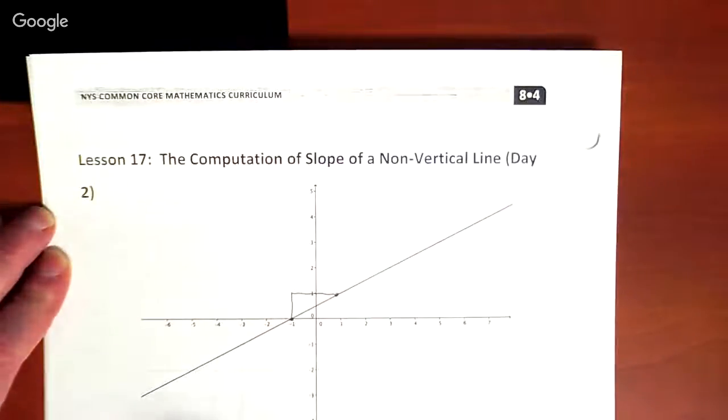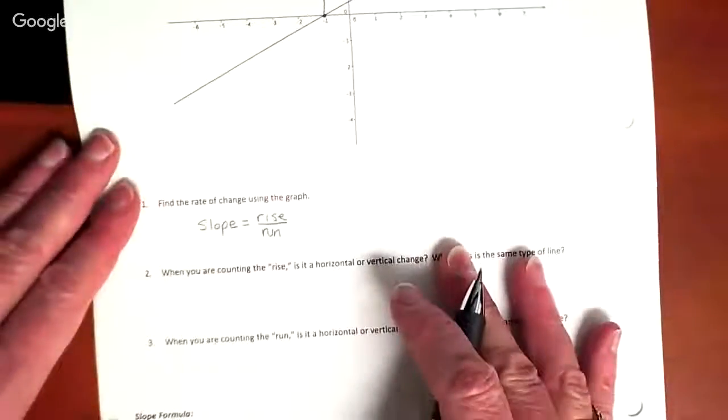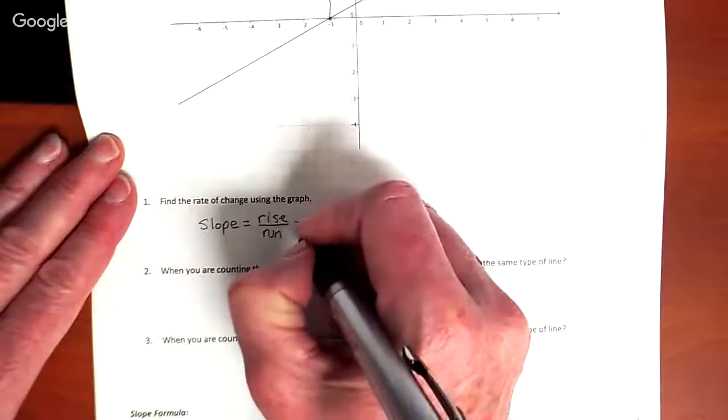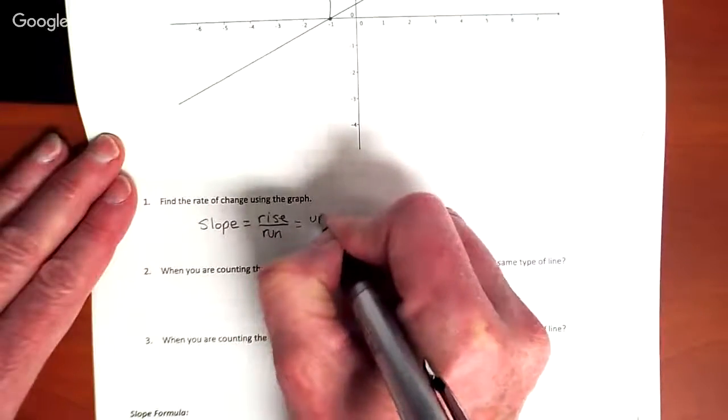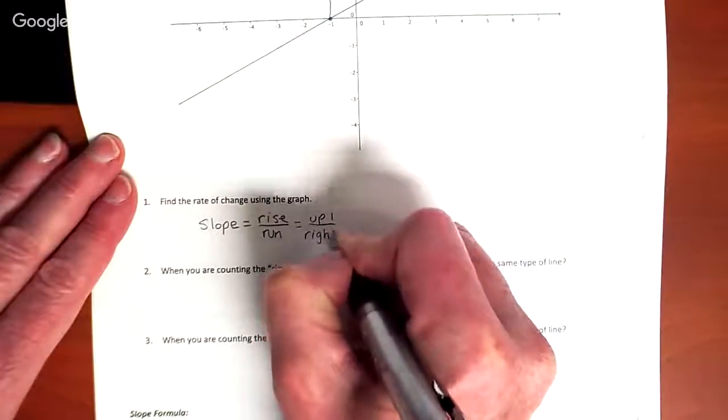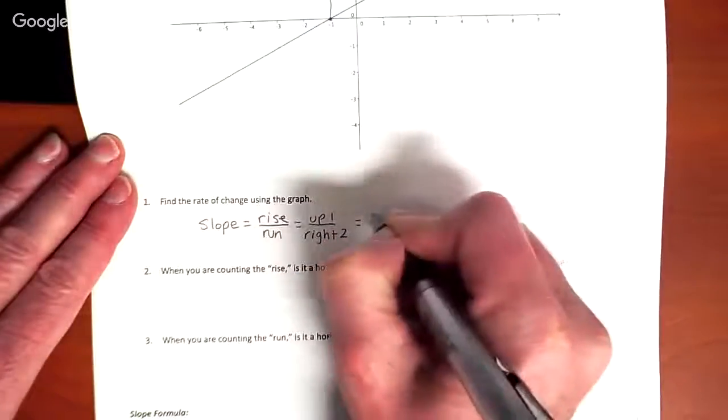So my slope is rise over run. And I'm going to move this up so we can now do that. Rise over run, which is up 1, to the right 2, which is 1/2.